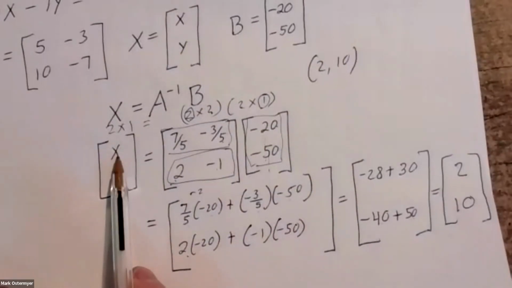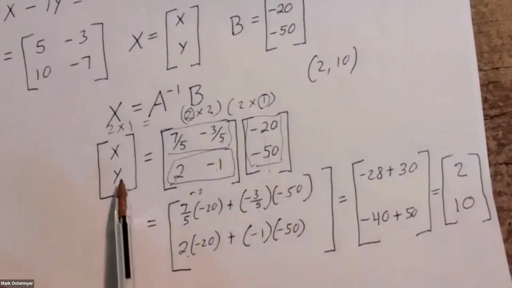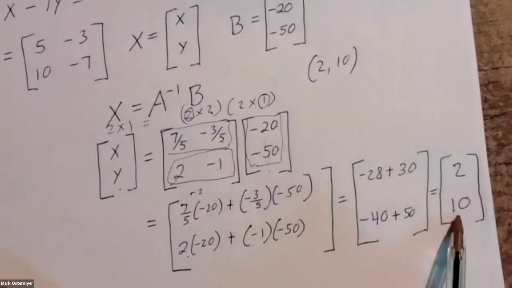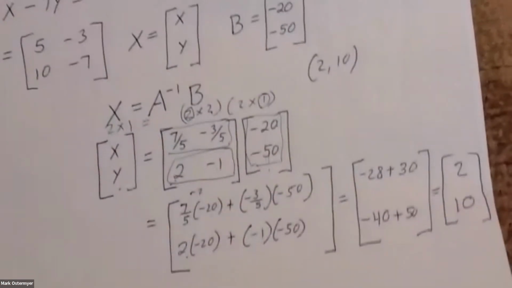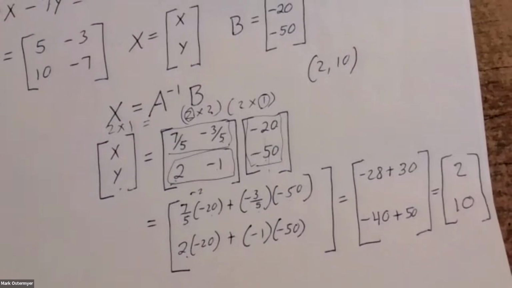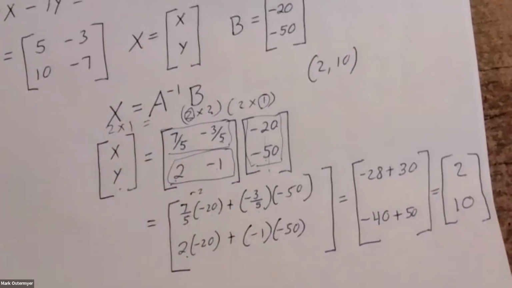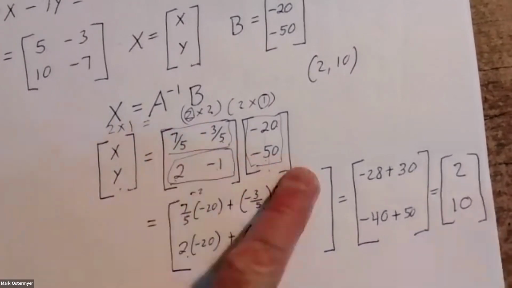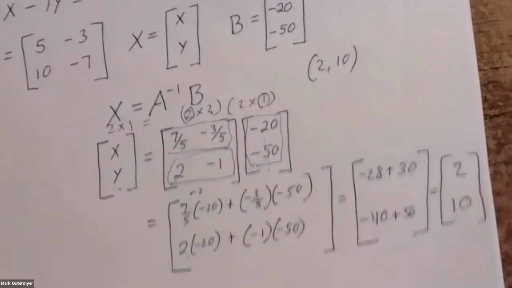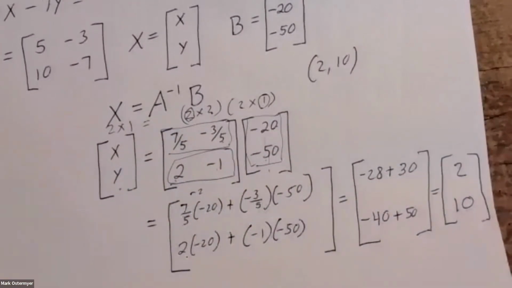X coordinate is equal to 2. Y coordinate is equal to 10. This is called matrix inversion for solving a system of linear equations. But to do so, we always have to find the inverse of our coefficient matrix of the system. Now, could we have done this on our calculator to speed all this up? Because I did multiply these matrices together manually. The answer is yes.